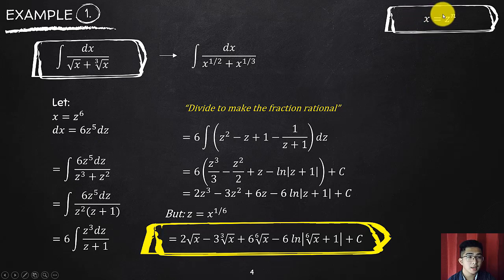We replace x with z, our new variable, with an exponent of n, the LCD of 1/2 and 1/3, which is 6. So we say, let x be equal to z raised to 6. This is where we begin our substitution.